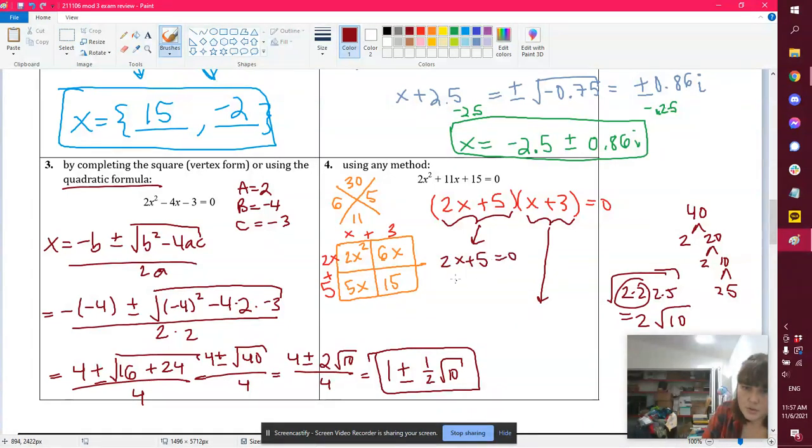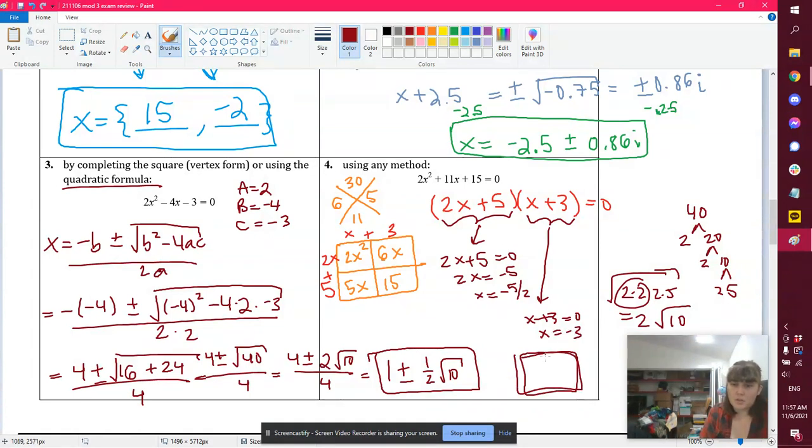2x plus 5 equals 0 means 2x equals negative 5, which means x is negative 5 halves. And then this being 0 just means x is negative 3. My two answers here are negative 3 and negative 5 halves.